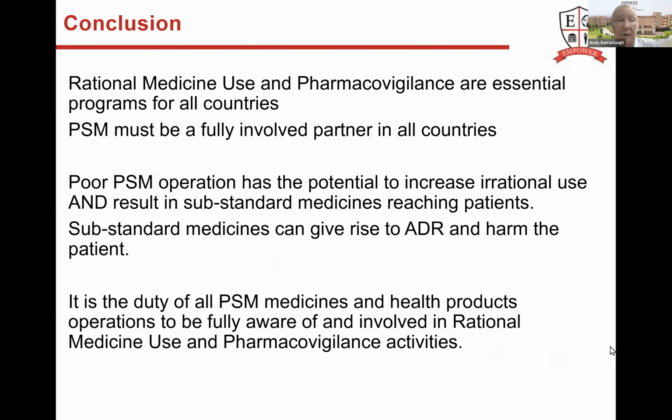So rational medicine use and pharmacovigilance are essential for all countries. And poor PSM operation can increase irrational use because of substandard medicines. So it's the duty of PSM to maintain the quality of the products and take part in rational medicine use and pharmacovigilance activities.